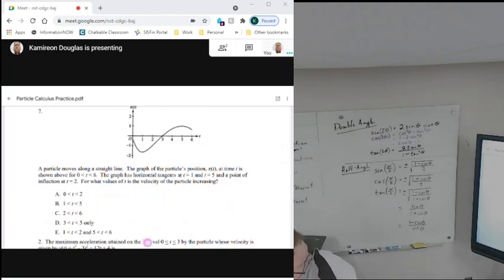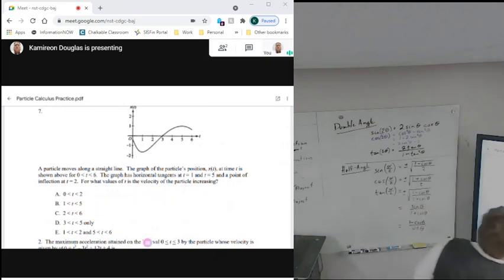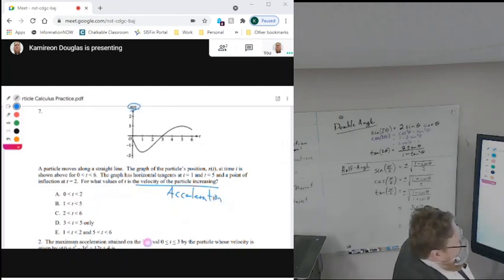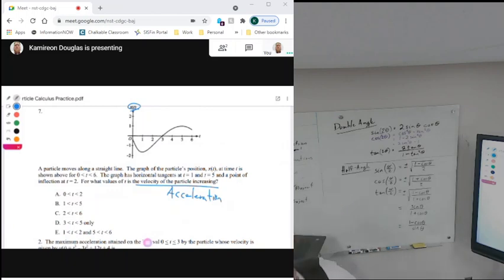What's the second derivative? So yes, we're given the position function. It's asking how the velocity is increasing. Velocity is the first derivative. Acceleration is the second derivative. If it's asking how the velocity is increasing, it's asking about acceleration. This statement implies acceleration. Now I'm given x of t, so that means I'm looking at a second derivative.